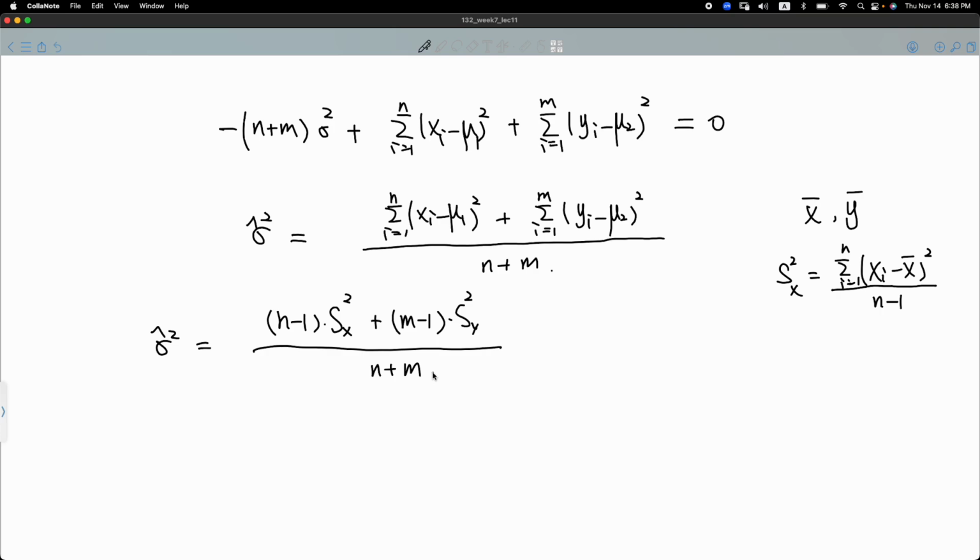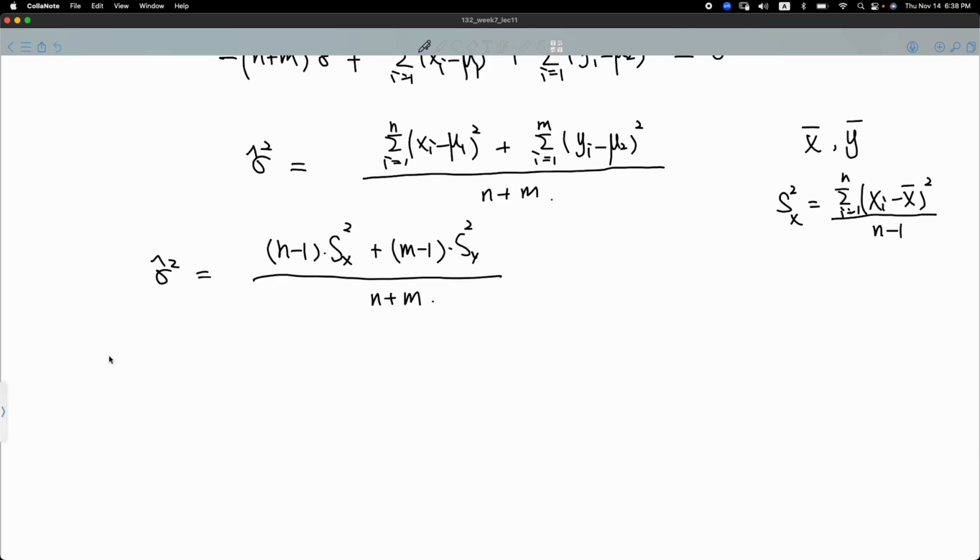So one thing that I'm not going to provide too much detail on is that the expected value of this thing is not equal to the true sigma square. This is equal to n plus m minus 2 over n plus m multiplied by sigma square. So it's not equal to sigma square, so this is not an unbiased estimator.